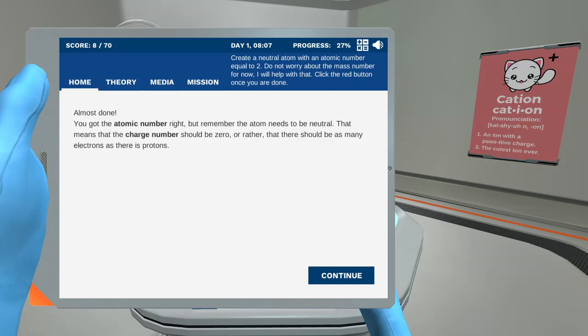Almost done. You got the atomic number right, but remember the atom needs to be neutral. That means that the charge number should be 0, or rather, that there should be as many electrons as there is protons.